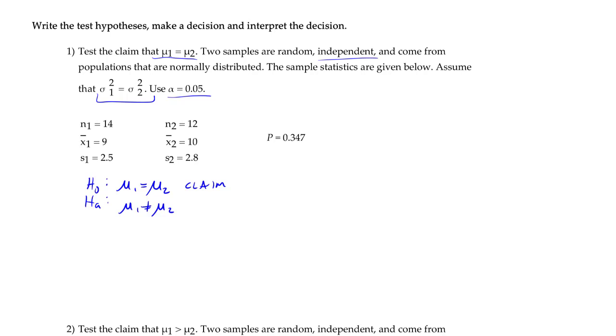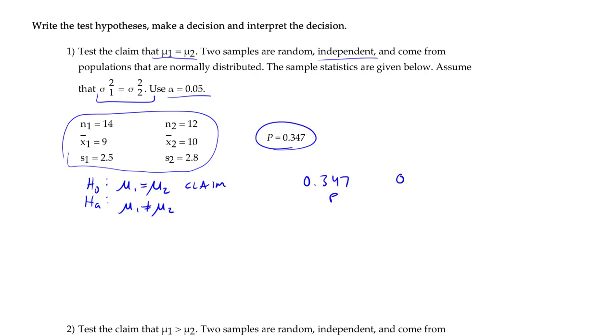So we are given this p-value here that was obtained from all this information. 0.347 as our p-value compared to 0.05 as our alpha, and this is definitely p is bigger than alpha, and so that is a fail to reject H0.